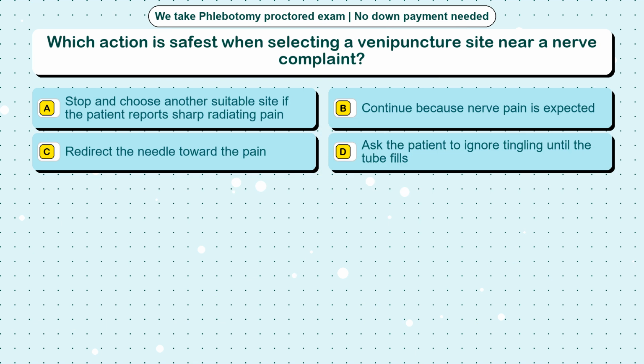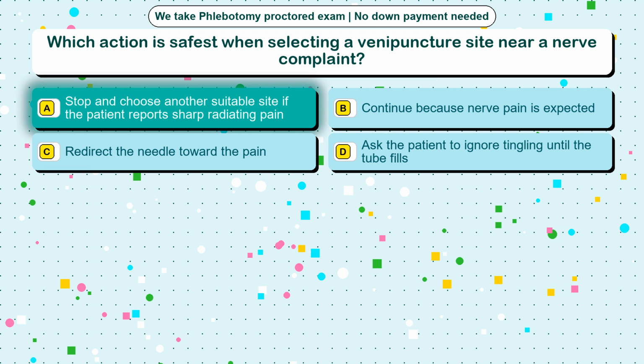Question 59. Which action is safest when selecting a venipuncture site near a nerve complaint? Option A. Stop and choose another suitable site if the patient reports sharp radiating pain. Option B. Continue because nerve pain is expected. Option C. Redirect the needle toward the pain. Option D. Ask the patient to ignore tingling until the tube fills.